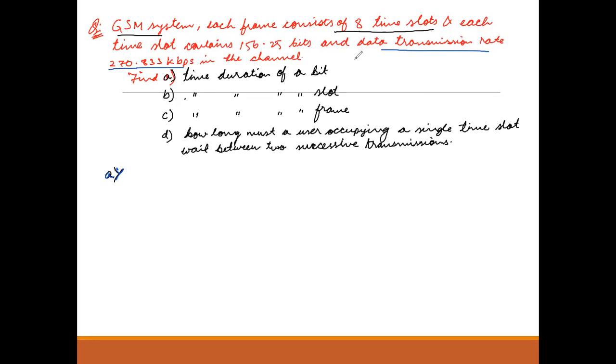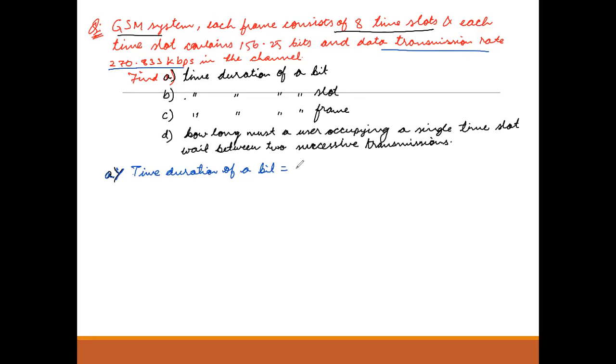Okay, so इतने number of bits एक second में transmit हो रहे हैं, तो एक bit का हम duration निकाल सकते हैं. So the time duration of a bit. So एक bit का time duration क्या होगा, क्योंकि transmission rate दिया हुआ है इतना bits per second, so we can find out the bit duration.